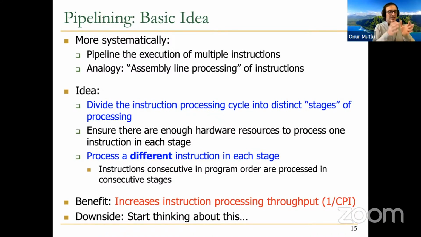We need registers to store the intermediate results from each stage, as we have done with multi-cycle, but we're going to do even more. We need other hardware. We need to replicate some hardware so that different instructions, different stages can access memory at the same time, for example, or the register file at the same time, or do different operations at the same time. So it's going to cost more hardware than multi-cycle for sure.